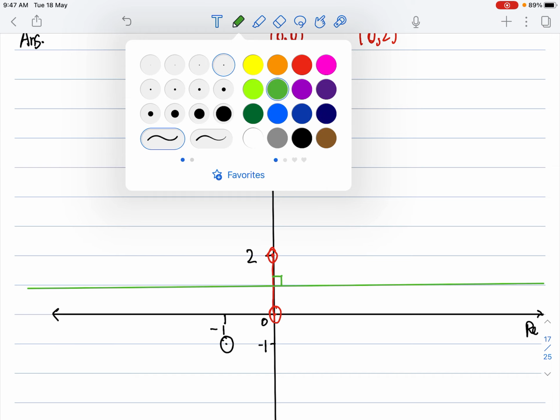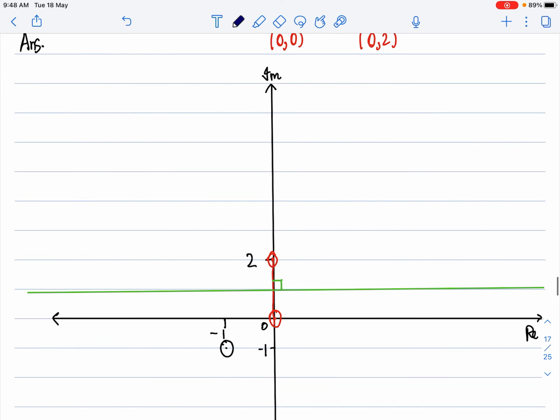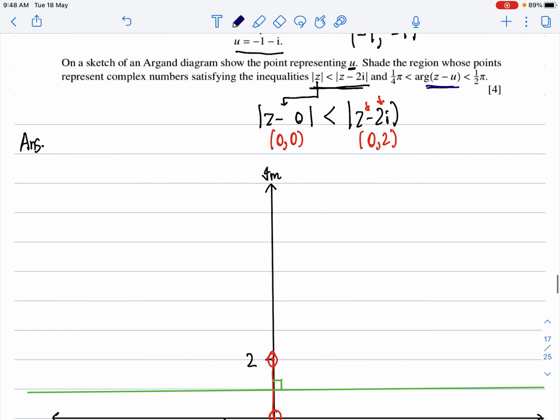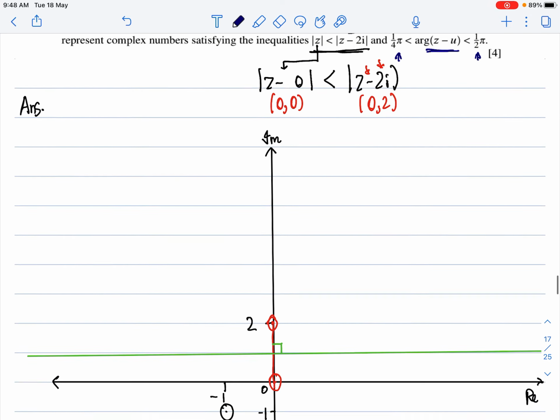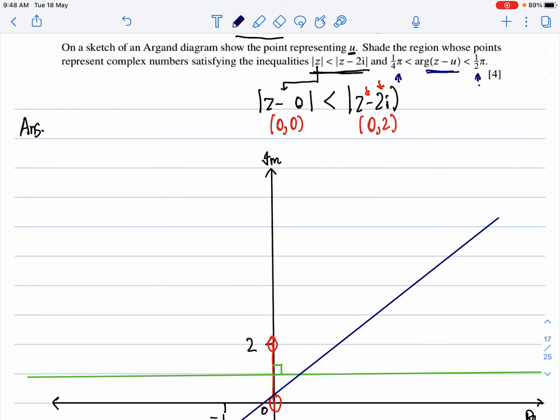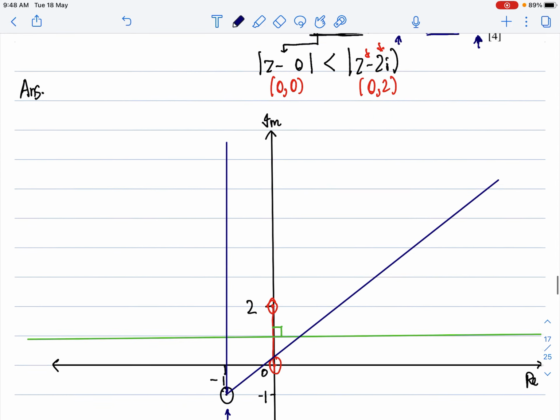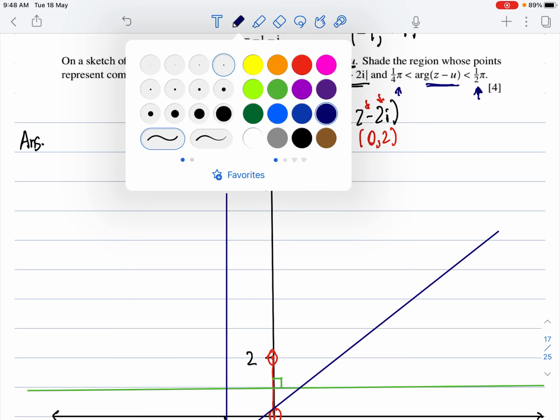Now, what we need to do is, we have the argument of z minus u, which is basically this point, to be between 1 upon 4 pi to 1 upon 2 pi. So 1 upon 4 pi is something like 45 degrees, basically. So it will look something like this, okay, and 1 over 2 pi is 90 degrees. So it will look something like this.